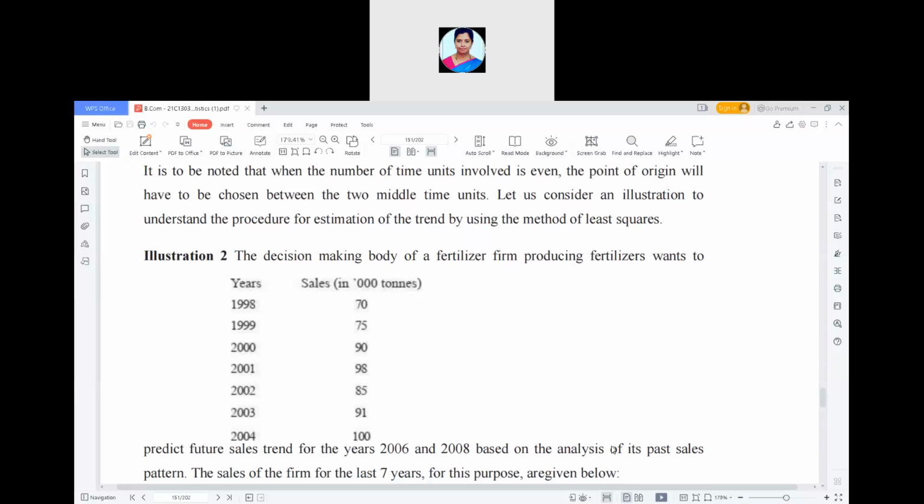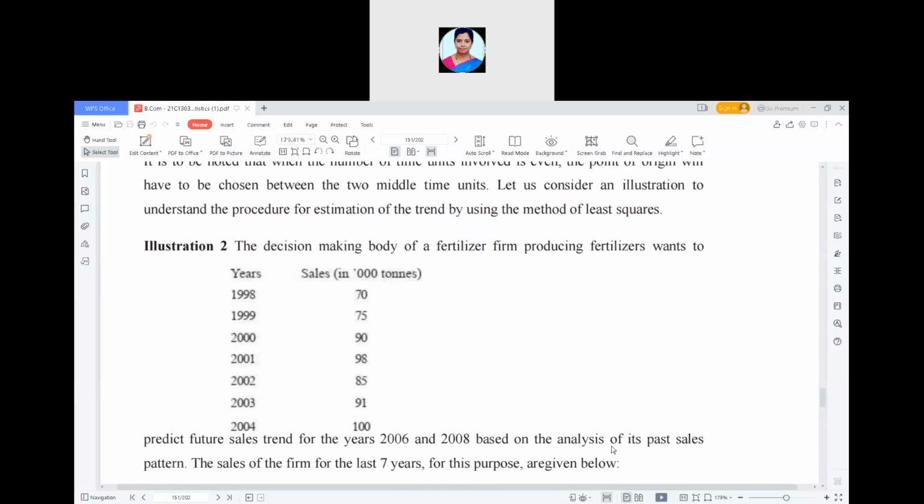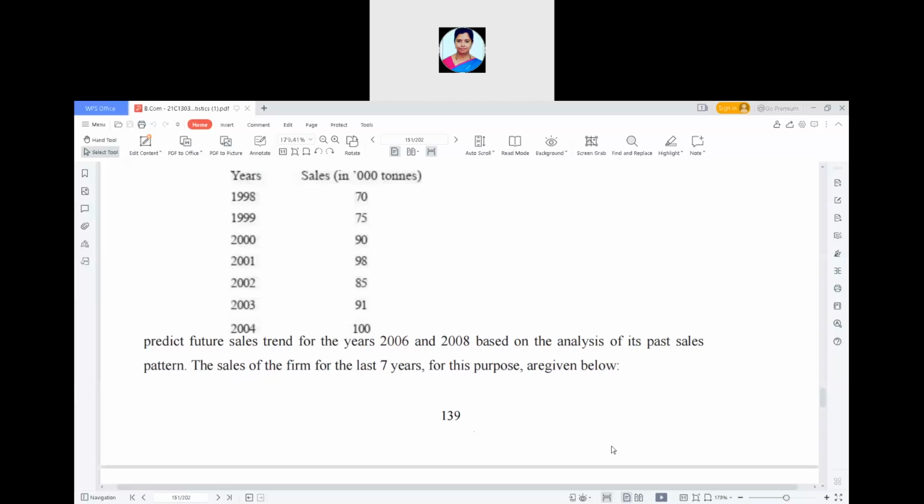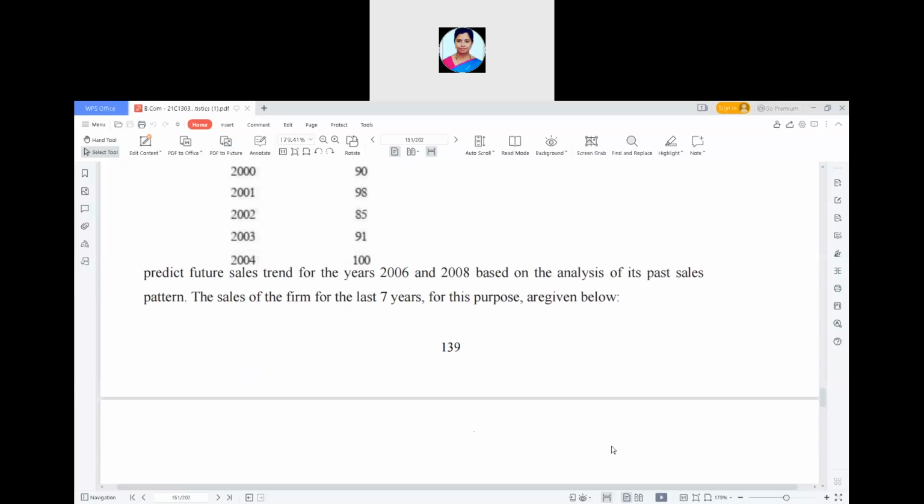Illustration 2. In this illustration, the decision making body of a fertilizer firm that produces fertilizer wants to predict the future sales trend for the years 2006 and 2008, based on the analysis of the past sales pattern. The sales of the firm for the last 7 years are given below.